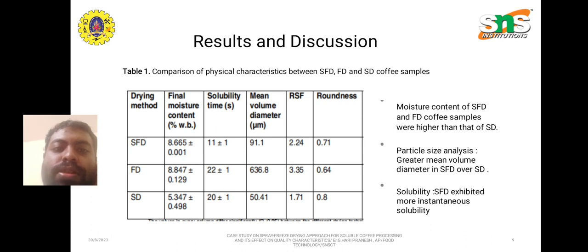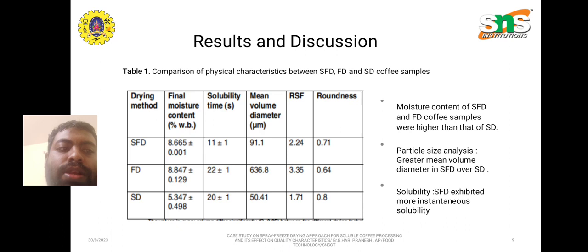These are the three drying methods. In the table, you can see spray freeze drying, SFD, FD, and SD. First, we'll see the moisture content. The moisture content of spray freeze drying and freeze drying coffee samples was higher than that of spray drying. That is, moisture content on a wet basis is 8.665 for spray freeze drying, and FD is 8.84, which is higher than spray drying. As for particle size analysis, the mean volume diameter was greater in SFD than in SD. That is, the mean volume was 91.1 micrometers in SFD, and 636.8 micrometers in freeze drying.